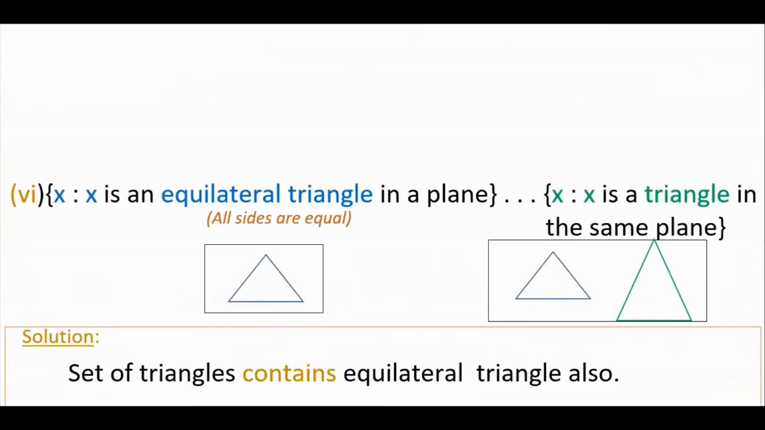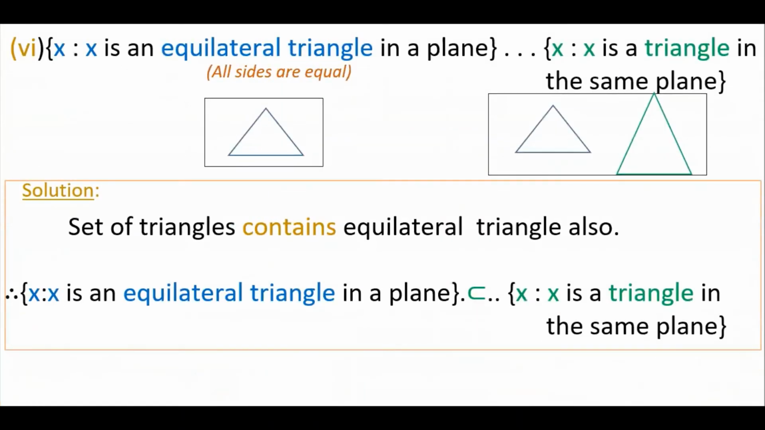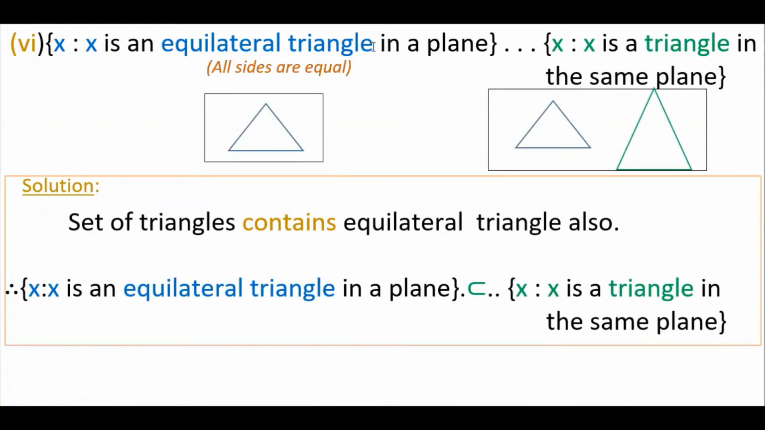Next one is X such that X is an equilateral triangle in a plane. Second set, X is a triangle in the same plane. So equilateral triangle means all sides of the triangle are equal. So here in this plane, there are full of triangles. Out of these triangles, equilateral triangles also are there because the triangles include equilateral triangles also. So the first set is a subset of the second set.